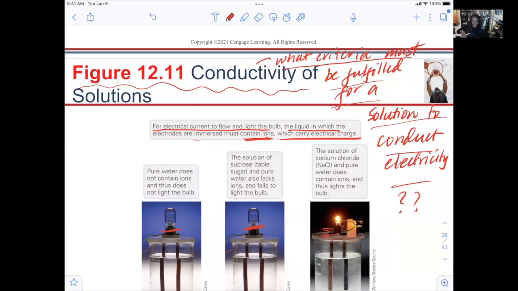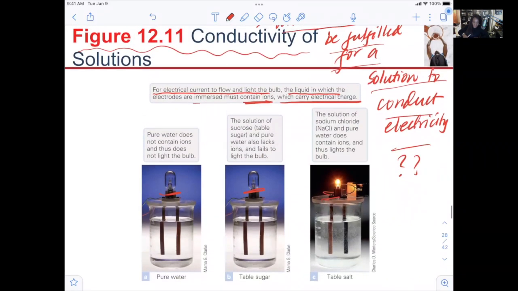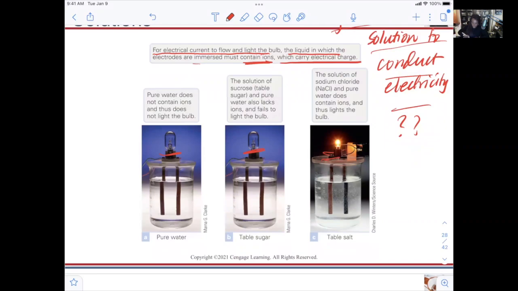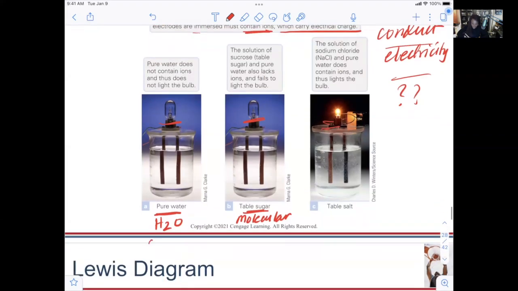So if you look at this right here, we're comparing 3 different solutions. The first one is pure water, so just H2O. Second one is table sugar. So table sugar here represents molecular compounds, okay? If you're gonna group these, molecular compounds. Water represents a neutral compound that is neither molecular. Well, I guess you can technically classify water as molecular, but water is mostly classified as neutral, okay?